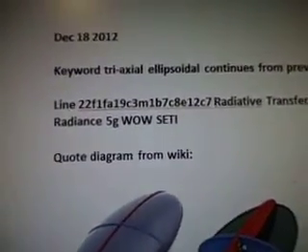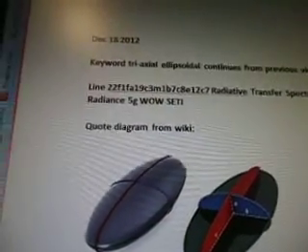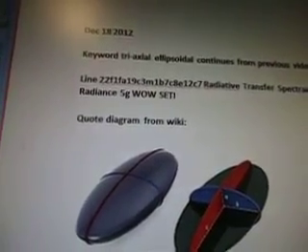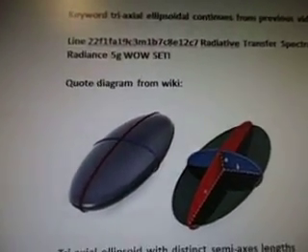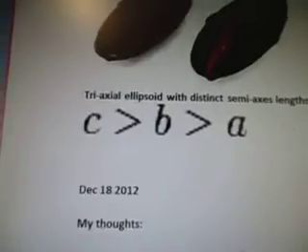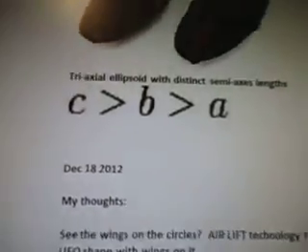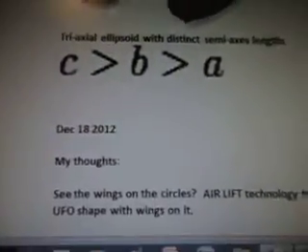The keyword Tri-Axial Ellipsoidal continues from the previous videos. Line 22, Radiative transfer Spectral Radiance 5D Wow Seti. Quote from the diagram from Wiki: Tri-axial ellipsoidal with a distinct semi-axis length, C is greater than B, greater than A.